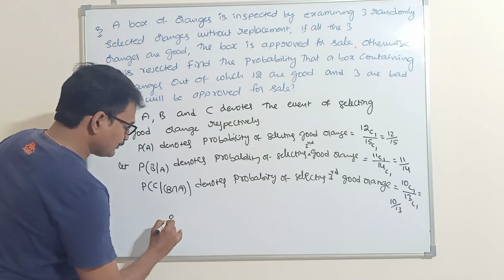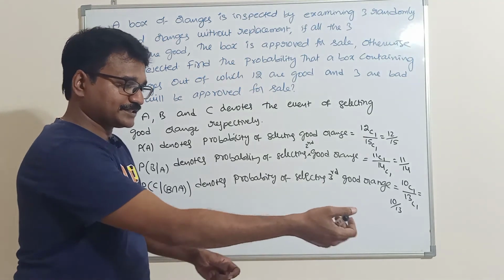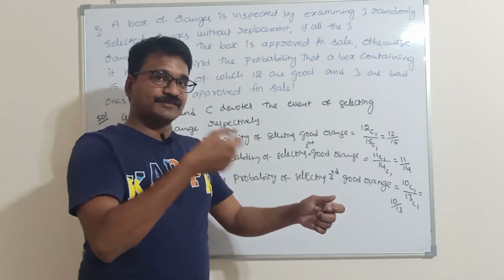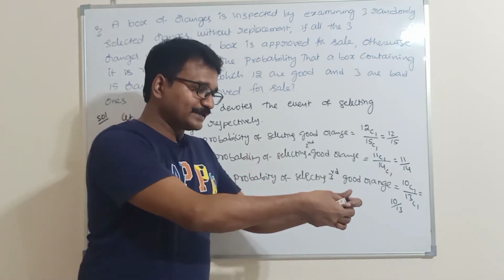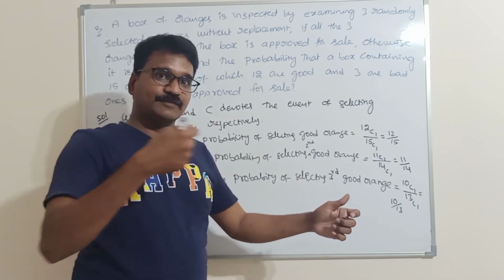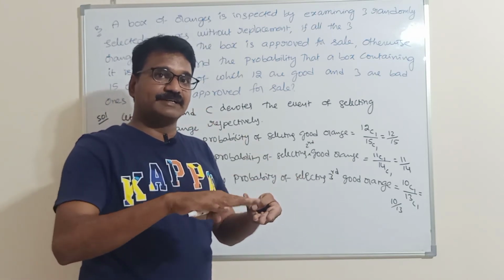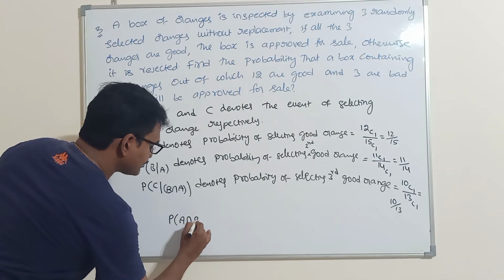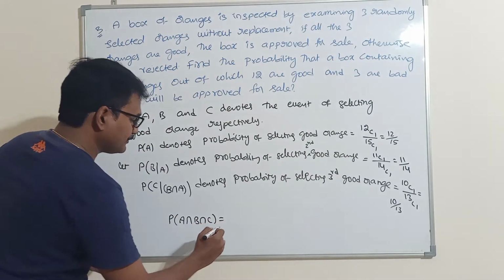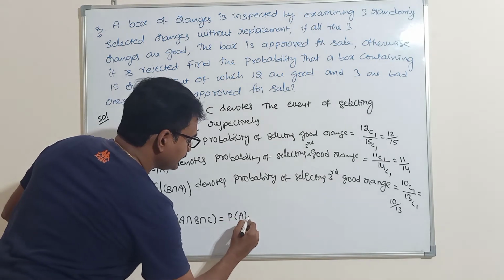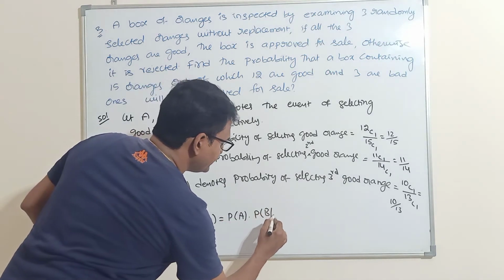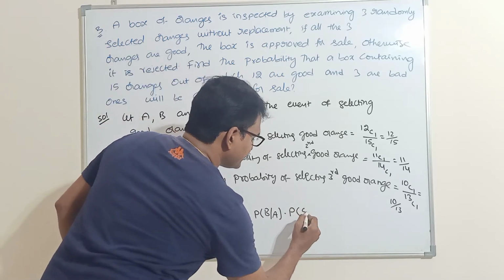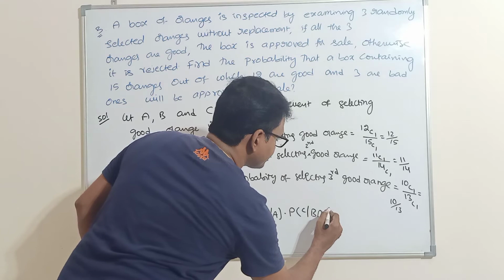Here there is no relation between first event, second event and third event, because after selection of first orange again you are selecting one more orange. Again you are selecting one more orange. That means these three events are independent events. So therefore P of A intersection B intersection C is equal to P of A into P of B given A into P of C given B intersection A.